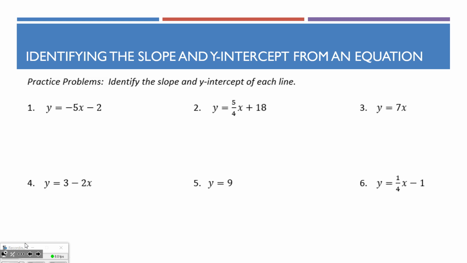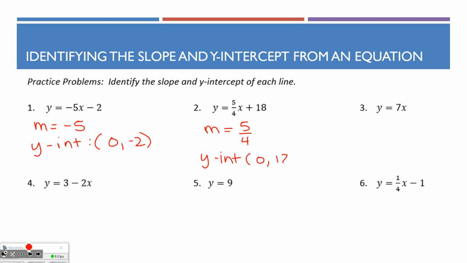Okay, so hopefully you had a couple minutes to go through and try these. You can check your answers here as I go through. So this one is pretty straightforward. It's already in that form, y equals mx plus b. So my slope is negative 5, my y-intercept is (0, -2). Number 2 is also in that form, y equals mx plus b. So my slope is 5/4, my y-intercept is (0, 18).